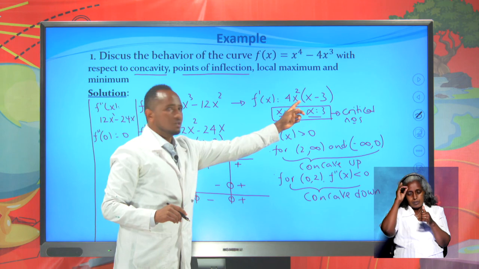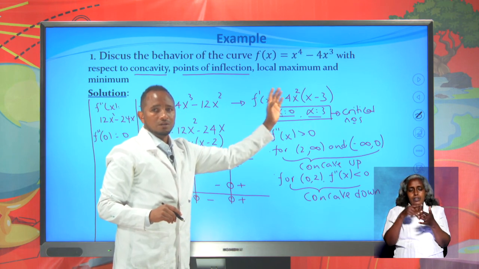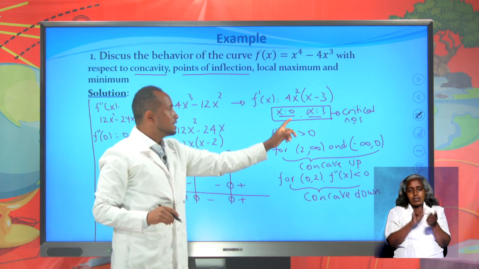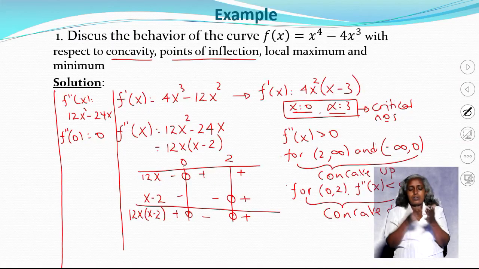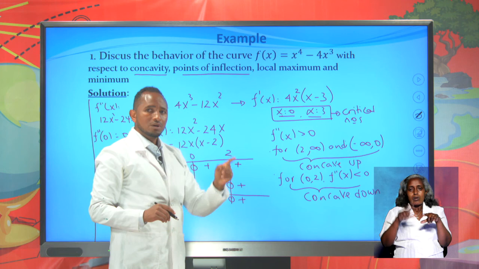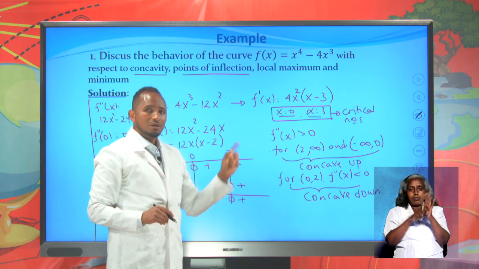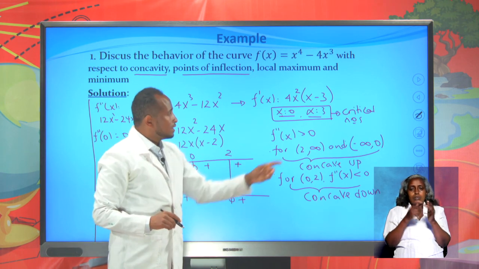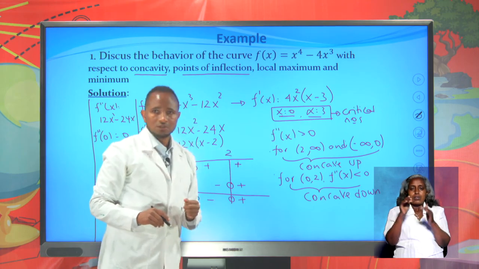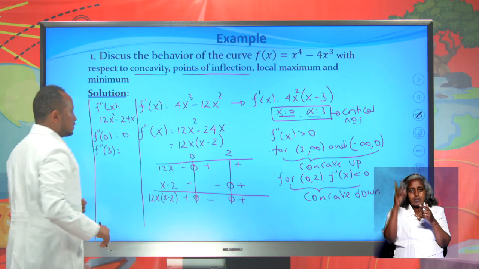We have the first derivative here. Check the sign, and if the sign changes from plus to minus at this critical point, it will be a local max. If it changes sign from minus to plus, it will be a local minimum. So check by yourself. Now let's check x equal to 3 using the second derivative test.